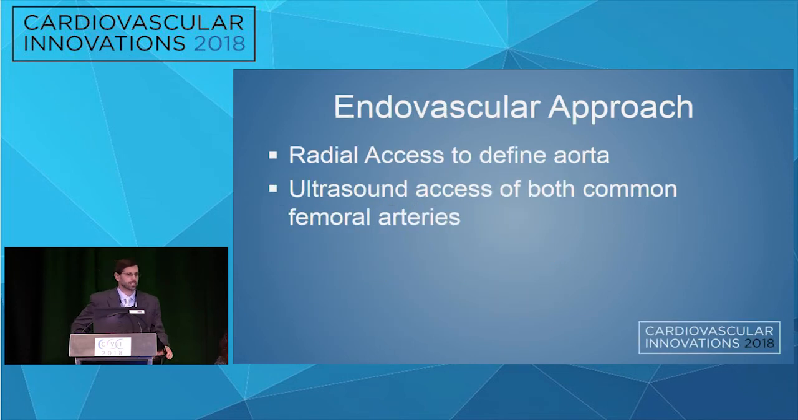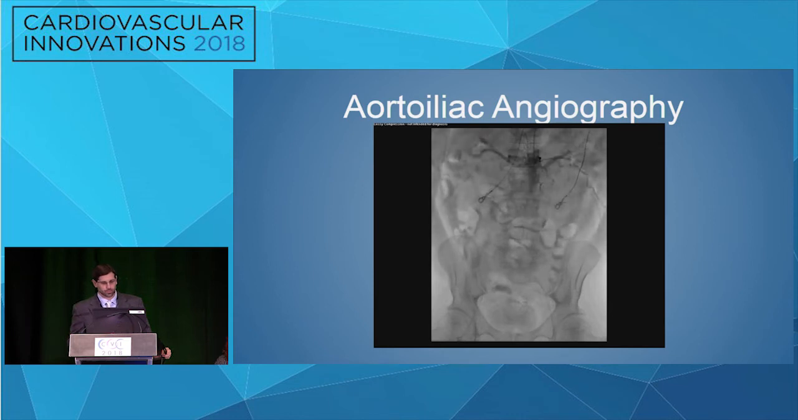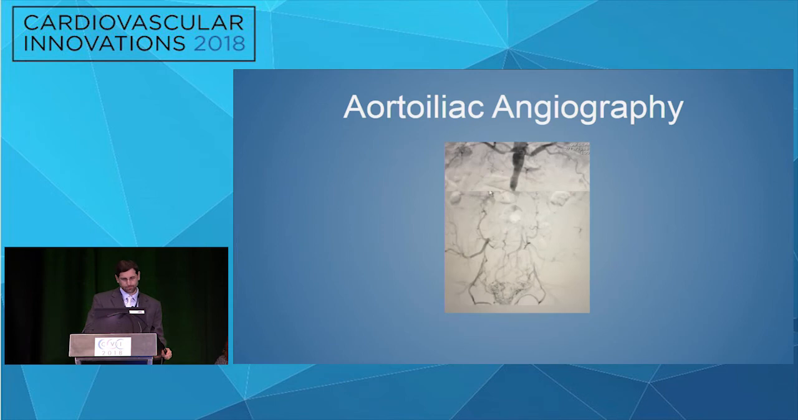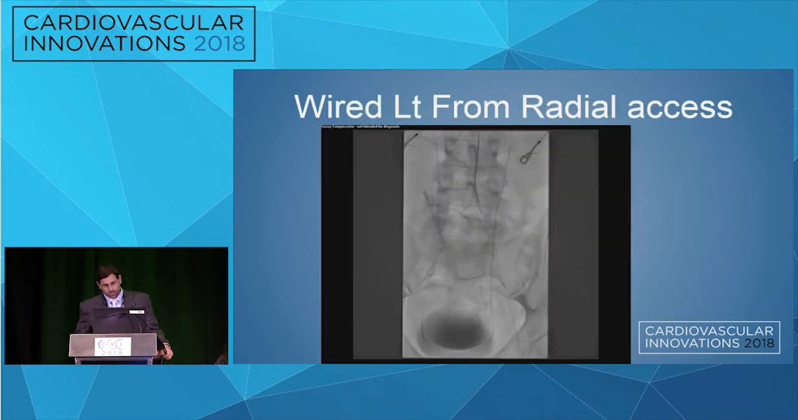So initially gained radial access with just a 5-French sheath with a plan to place a pigtail down and get a picture of his anatomy. And then we used ultrasound and micropuncture to gain bilateral common femoral access. This was his initial aortogram, which basically confirmed what we saw on CT scan. This is just a still shot of that. Some more still shots. I can tell you that by CTA with runoff, he had bilateral patent SFAs, 3-vessel runoff bilaterally. This was really isolated aortoiliac disease.